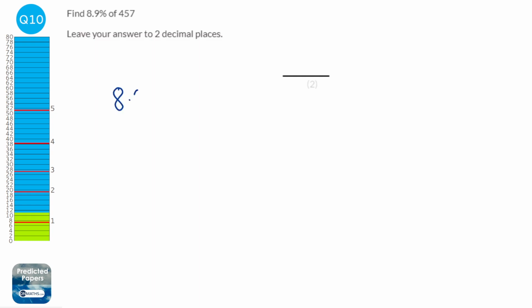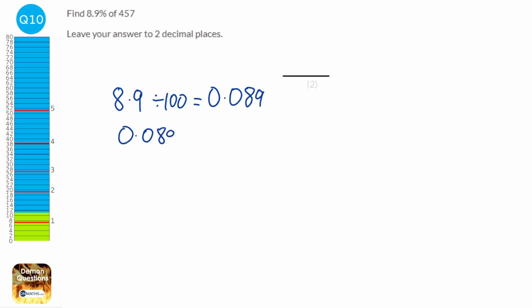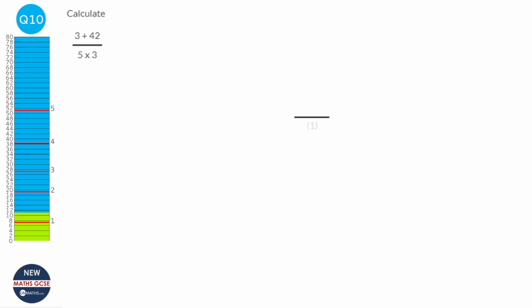For this question we need to convert the percentage to a decimal. So to do that we get that 8.9%, and we just divide by 100, and so that will give us 0.089. Of normally means times in maths, so we just go times that by 457, and that will give us 40.67.